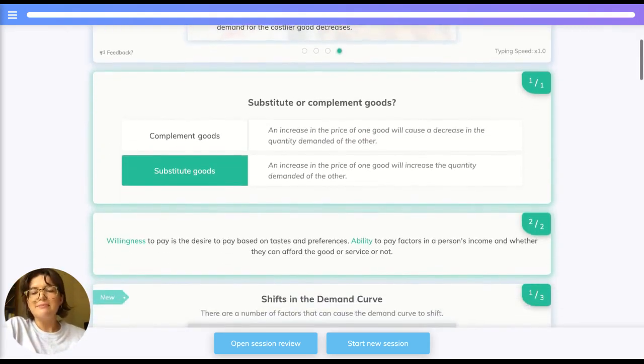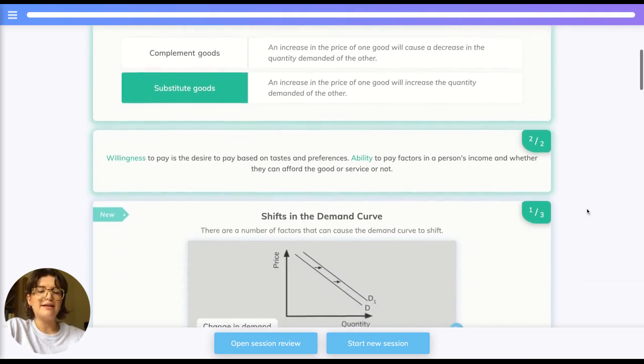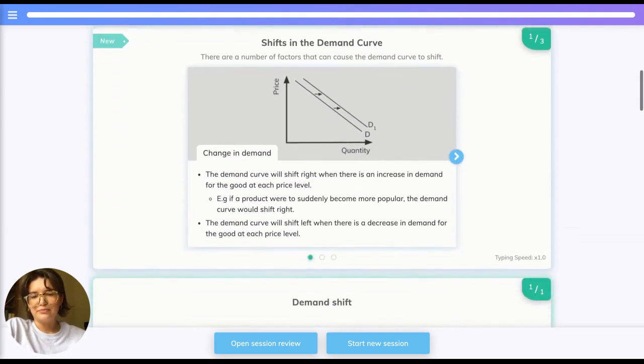So in terms of the differences between complement goods and substitute goods, complement goods means that an increase in the price of one good will cause a decrease in the quantity demanded of the other. Whereas a substitute good, an increase in the price of one good will increase the quantity demanded of the other. And demand is affected by two factors, which is your willingness to pay and your ability to pay. Willingness is based on your tastes and preferences, and ability is affected by your income.